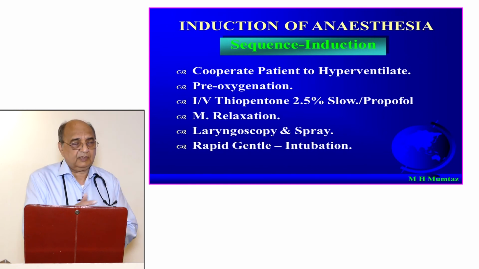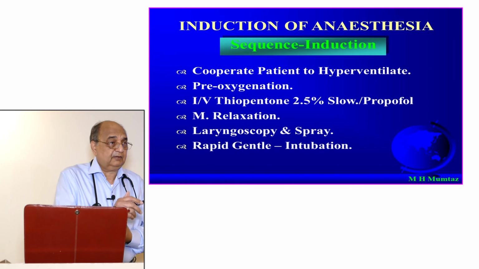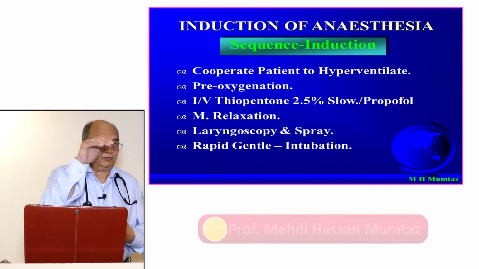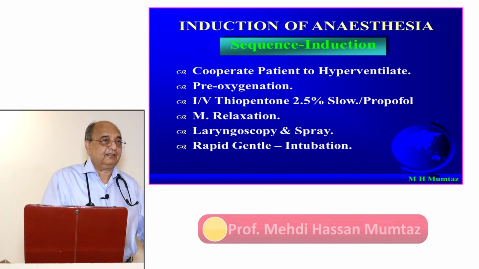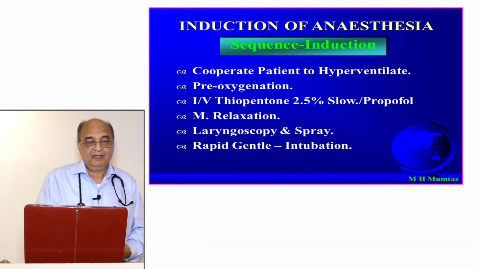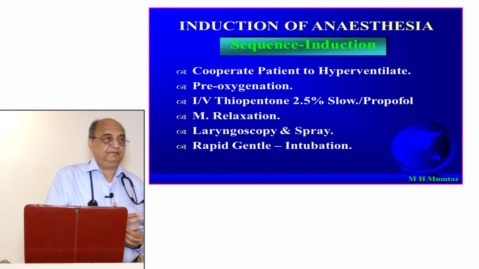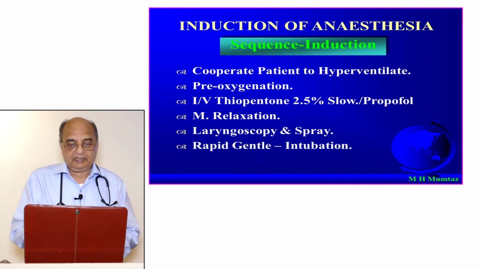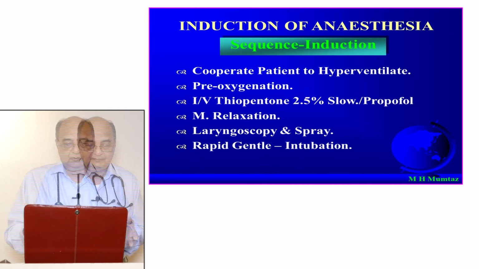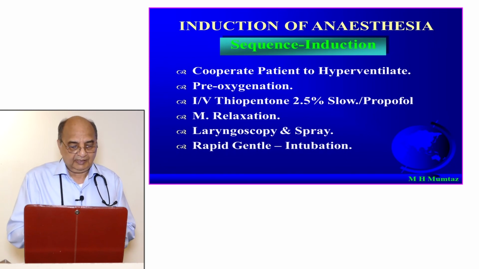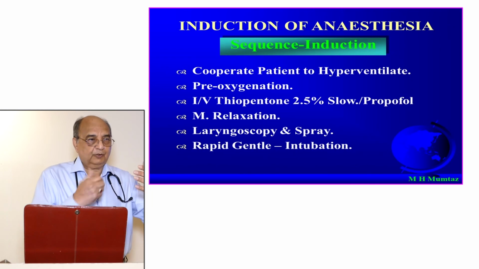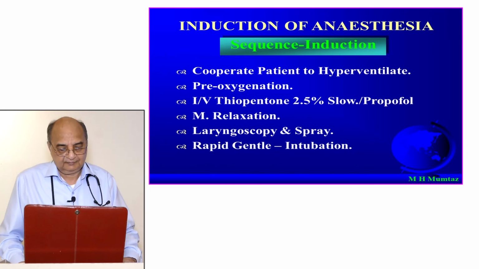I always used to ask the patient, take deep breath and take fast breath. So CO2 comes down to 30, so there is cerebral vasoconstriction. You have already taken one step to lower the ICP. Pre-oxygenate these patients, right? Then intravenous thiopentone or slow propofol. Give muscular relaxation, do the laryngoscopy, and spray the local anesthetic there, lignocaine.